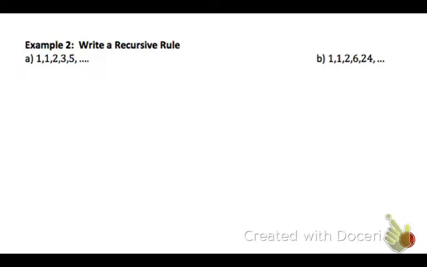Now let's look at A. So A, we've got our Fibonacci sequence again. So we know that we're going to take the term that came before plus the term that came immediately before, and then give ourselves 2 starting numbers. Now for B, this is kind of a tricky one, so look at this one with me.